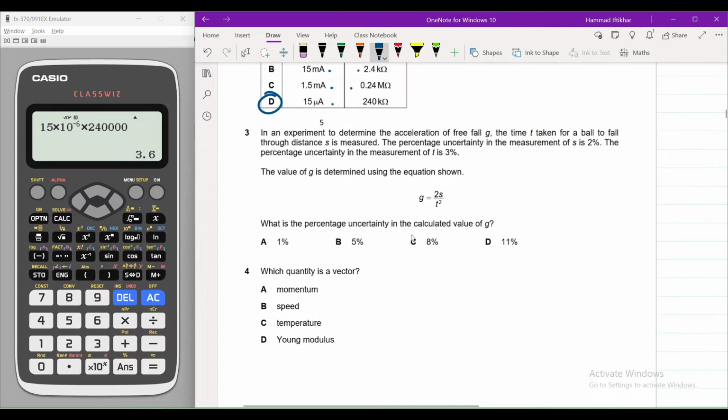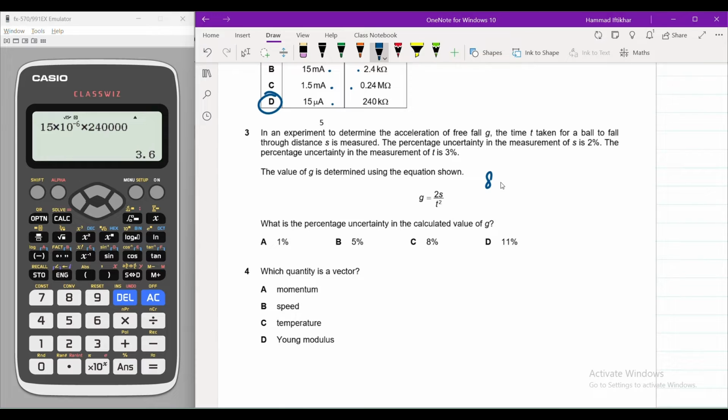In an experiment to determine the acceleration of free fall g, the time taken t for a ball to fall through the distance s is measured. The percentage uncertainty in the measurement of s is 2%. The percentage uncertainty in the measurement of time is 3%. The value of g is determined using the equation shown. What is the percentage uncertainty in the calculated value of g?